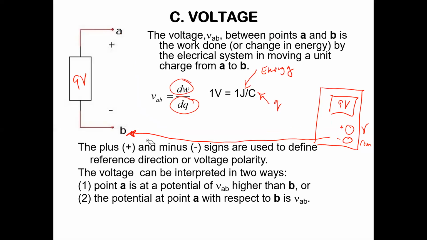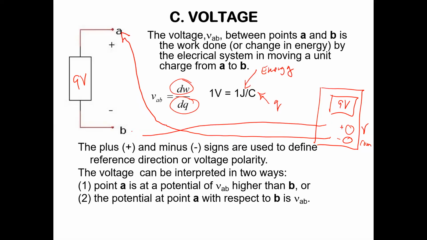What happens if I hook the wires up the other way? I hook the minus sign, the common of the voltmeter, to the plus side, and the plus of the voltmeter to the minus side. You're going to get negative 9 volts. What does that mean? Yeah, well, when it says 9 volts, that means the plus side of the voltmeter has 9 volts more energy than the minus side of the voltmeter, right? And when it says minus 9 volts, what does that mean?